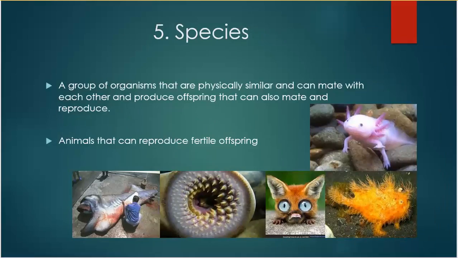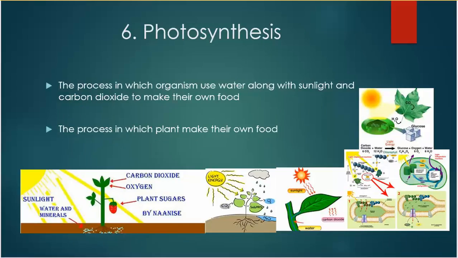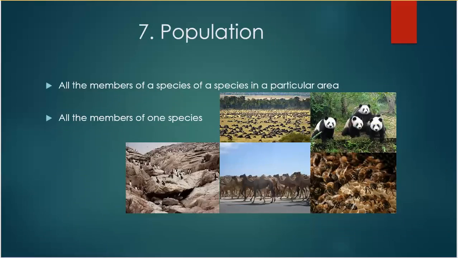Species, a group of organisms that are physically similar and can mate with each other and produce offspring that can also mate and reproduce. Animals that can produce fertile offspring. Photosynthesis, the process in which organisms use water along with sunlight and carbon dioxide to make their own food. The process in which plants make their own food. Population, all the members of a species in a particular area. All the members of one species.